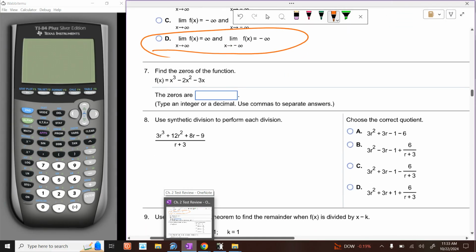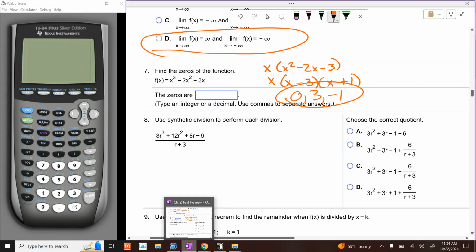Now we need to find the zeros of this function. What's the easiest way to find the zeros? I think factoring for this one. If we factor out an x, we're left with x squared minus 2x minus 3. So it's x minus 3 and x plus 1, because we got x squared plus 1x minus 3x is negative 2x minus 3. So what are our zeros? 0, 3, and negative 1.